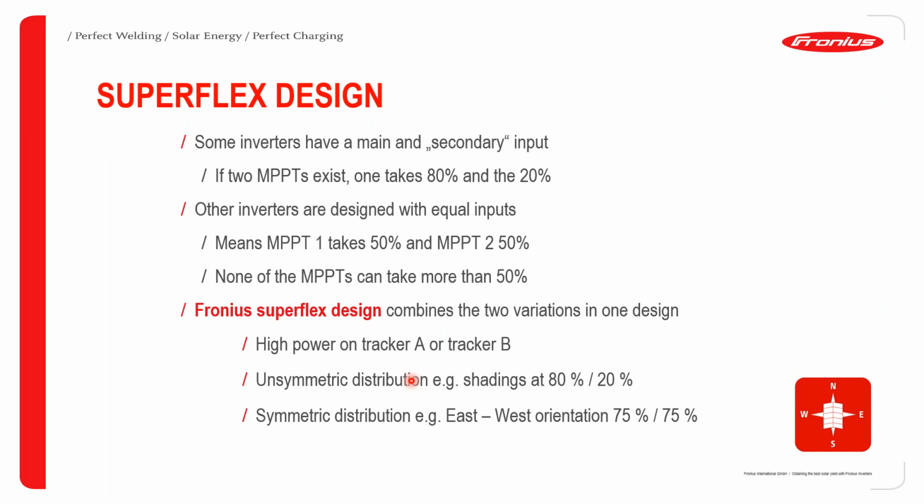all in one design. High power means that even if you have high power on MPPT A or MPPT B, it's not any issue at all. So it can come in very handy for unsymmetric distribution and shading conditions, meaning that you can have panels oriented at 80 and 20% orientation, meaning that you could have more panels connected to MPPT1, and then about 20% of the panels connected to MPPT2.